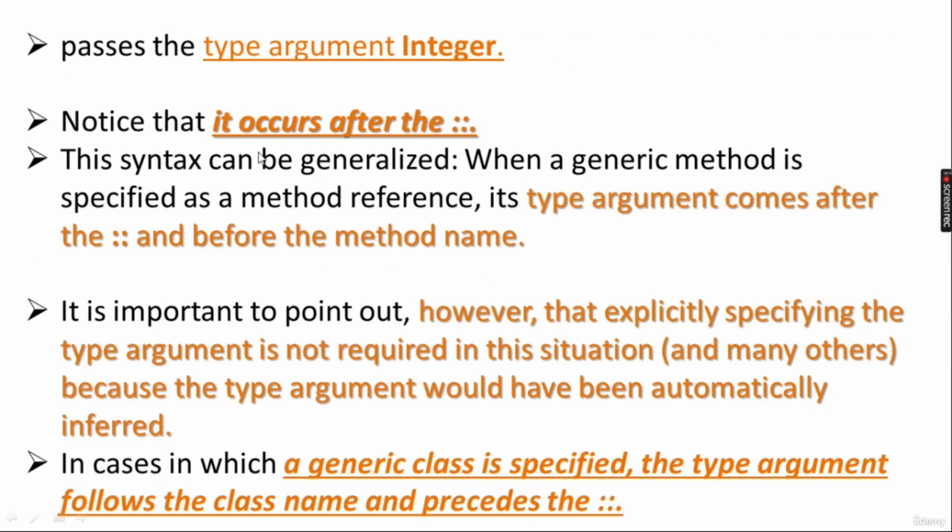It passes the type argument Integer. Notice that it occurs after the double colon. This syntax can be generalized. We first give the class name, and then the type argument comes after the double colon and before the method name. So we tell the compiler which type of value we want to find in that particular array, using this generalized syntax.